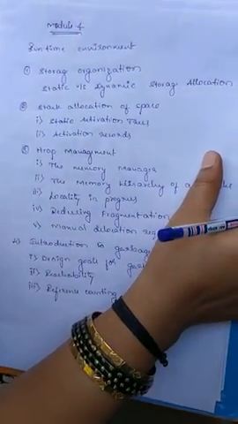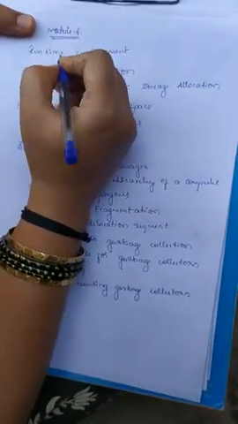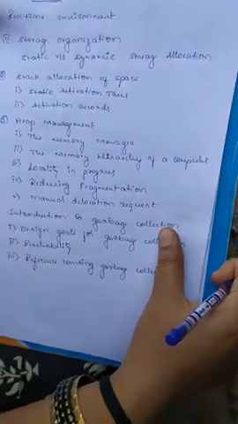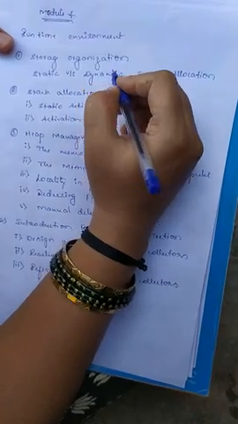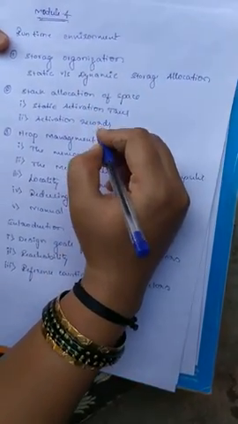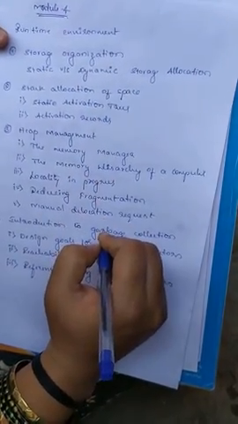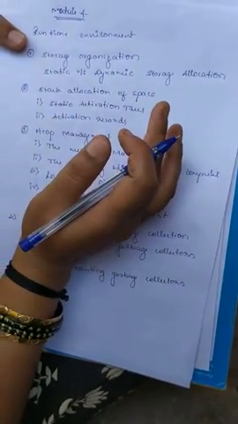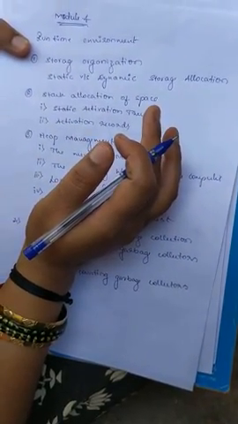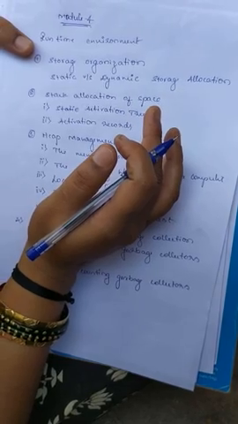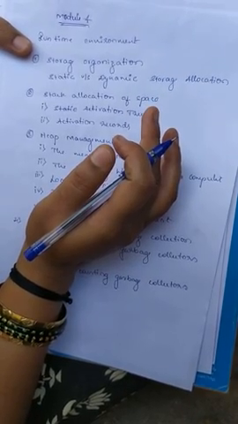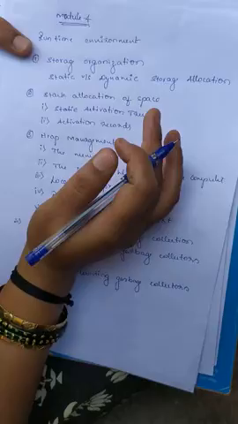The next module is module 4, the runtime environment. In the runtime environment we have 4 topics. The first one is storage organization, then stack allocation of space, heap management, and introduction to garbage collection. Only 4 topics are there in module 4. This is the easiest module among all 5 modules, so don't miss this module when studying for the external exam.